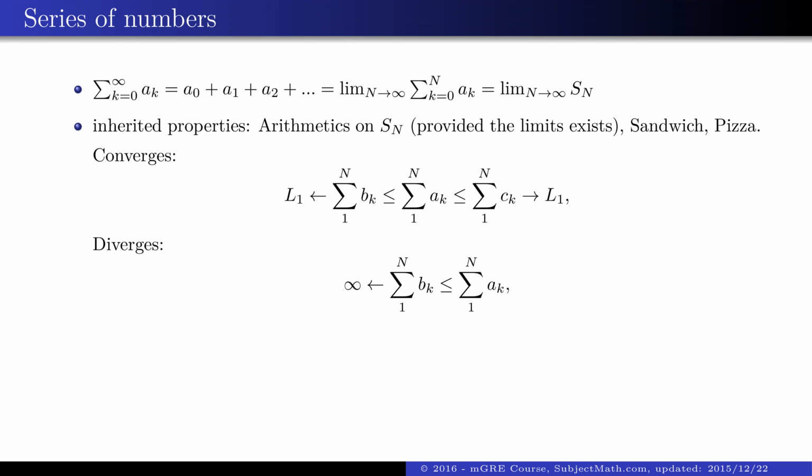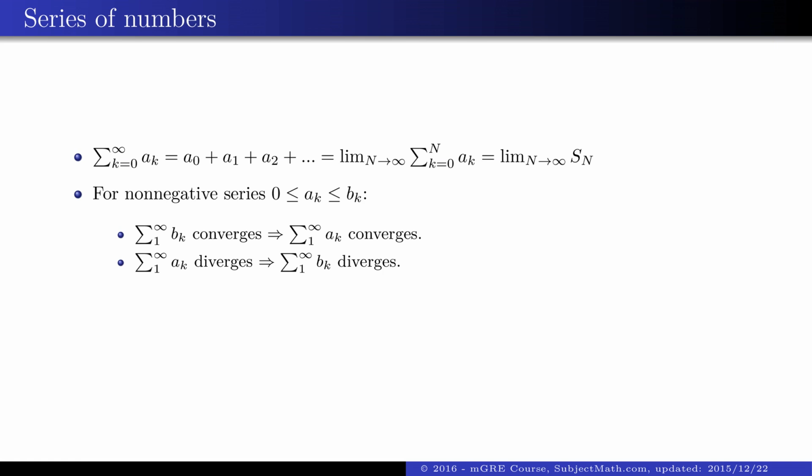When ak is bigger than bk, which diverges to plus infinity, ak also diverges to plus infinity, and similar for minus infinity. For positive series, we have an even more convenient tool for which the actual limit is not required. It is known that if a series converges absolutely, then it is convergent.